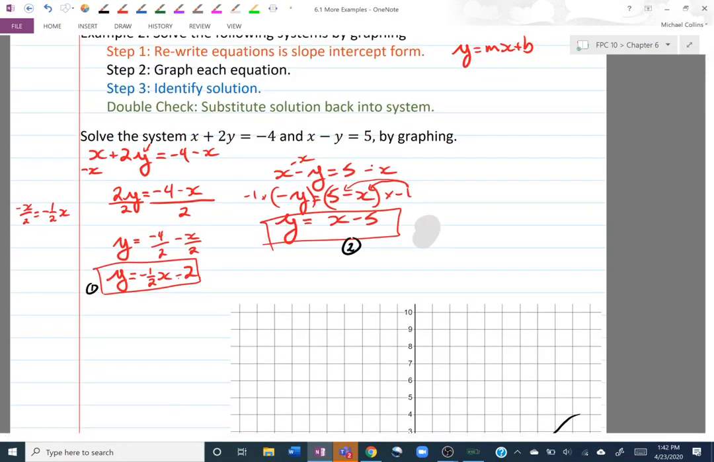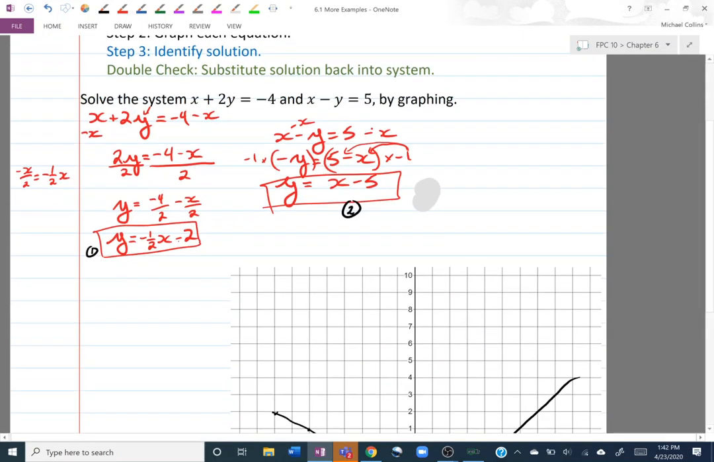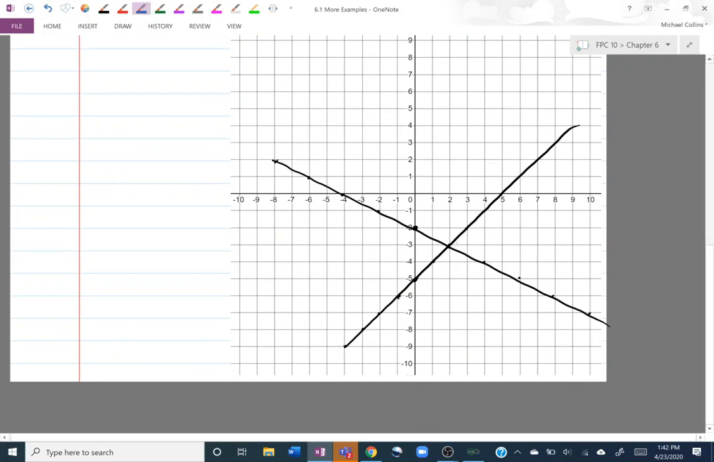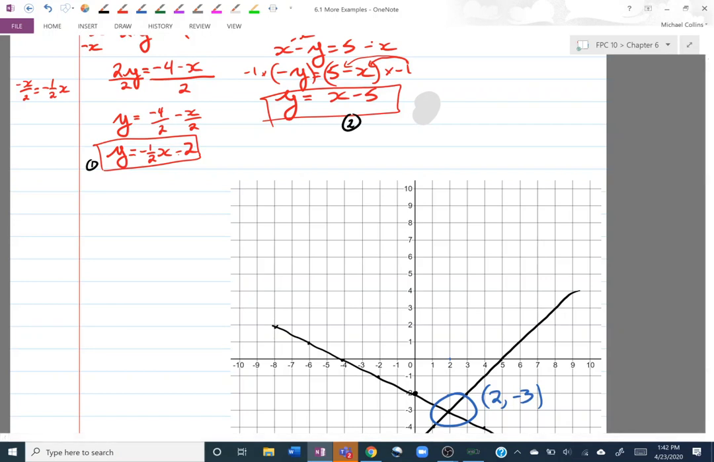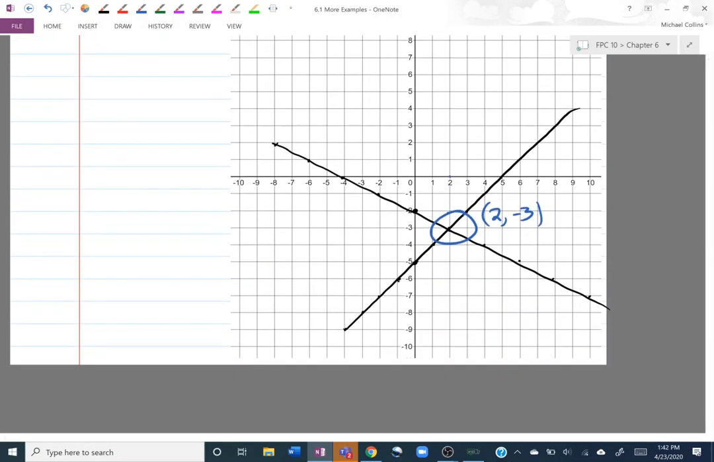Step 3, identify the solution. So my solution here is the point where they both cross. Right there. It looks like it's the point. My x value is 2. My y value is negative 3. So I could write down my final answer is 2, negative 3. And I could give it a box so people know.